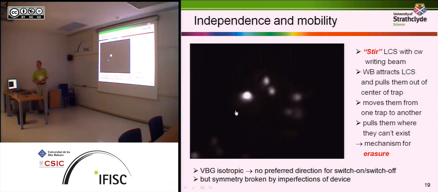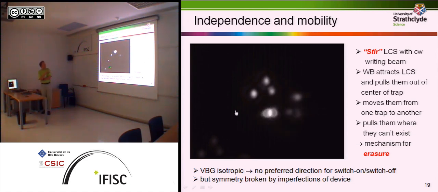I thought, what's the difference between writing and erasing? I thought it was the phase of the writing beam, but no. I see it's not. Here it's not. We are currently working on some more control things. So here you just see that you can move them from one point to the other.